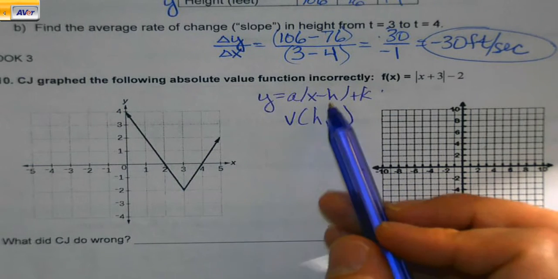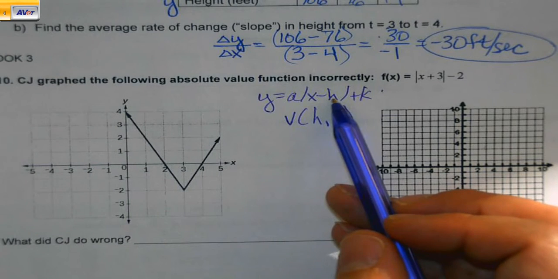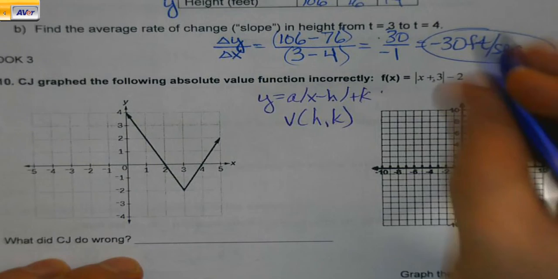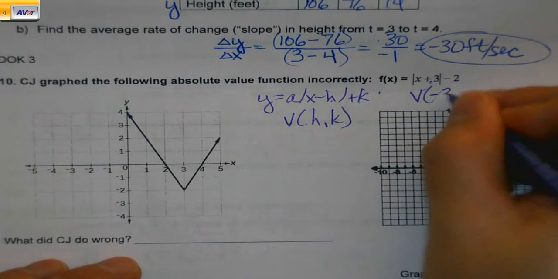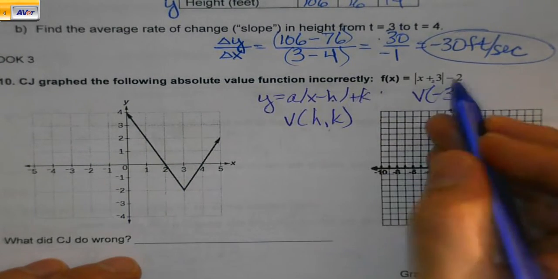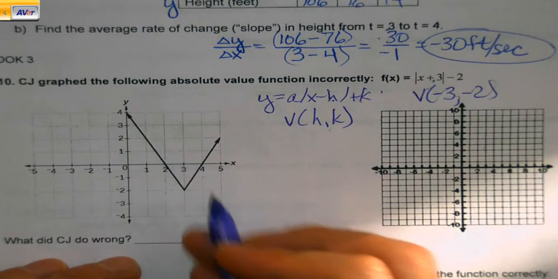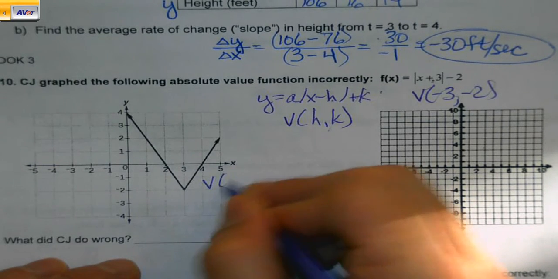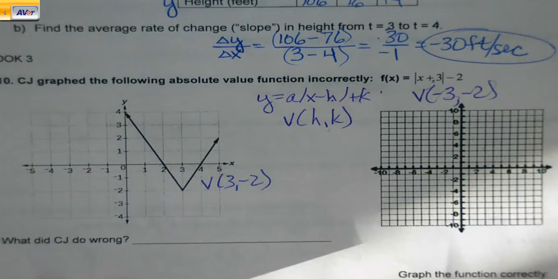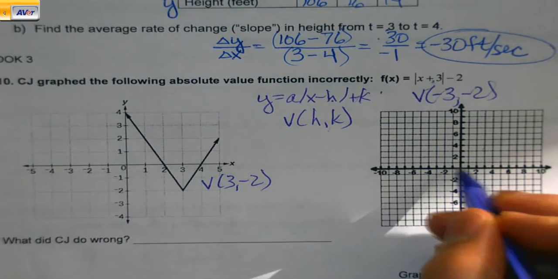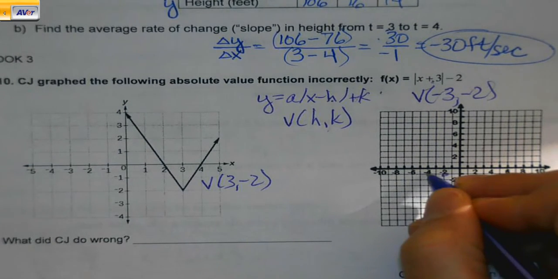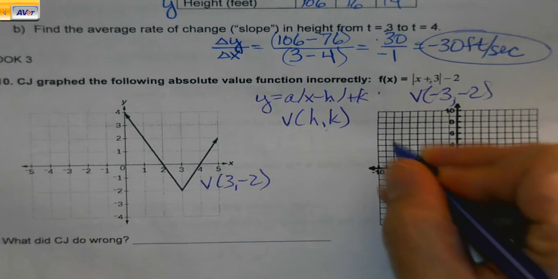So looking at this, it looks like it's the opposite of h is in here, and then k. So the opposite of 3 would be negative 3. But then that plus just means we keep what's out here. So my vertex should be at negative 3, negative 2. Uh-oh. CJ's is at 3, negative 2. Well, there's our problem. Negative 3, negative 2. And up 1 and over 1 each way.